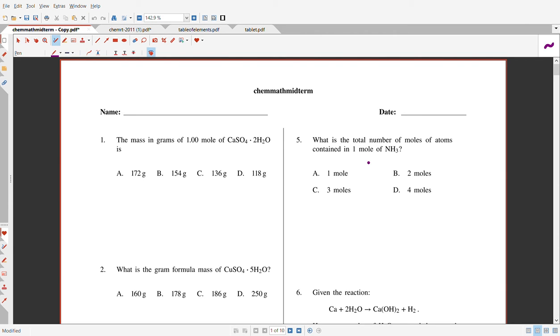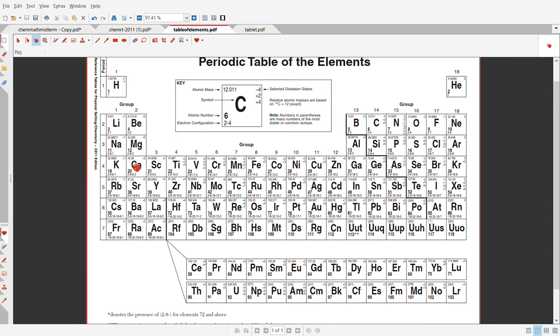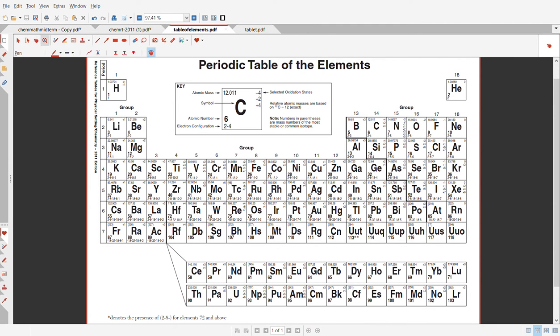Okay, so the first one says, what is the mass of 1 mole? And you have to know that 1 mole represents the weight, where you're going to just take each atom. There's one Ca here, and then you're going to go to table elements, and you look up Ca right there. The mass is 40.